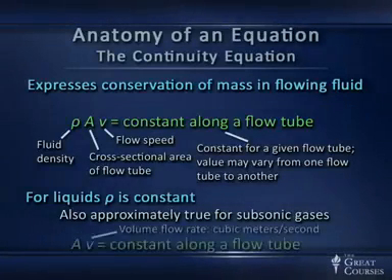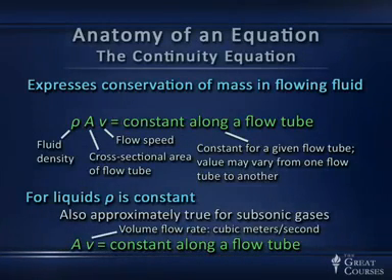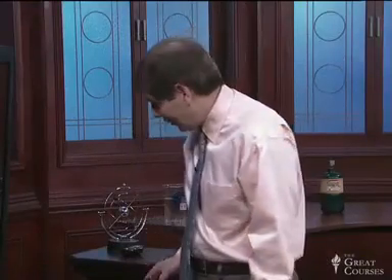And then we can just cancel the rho, because it's a constant, and we have another constant, just A times V along a flow tube. If you work out the units of that, that's cubic meters per second, so that's the volume flow rate. So let's do an example where we use this equation whose anatomy we now understand.